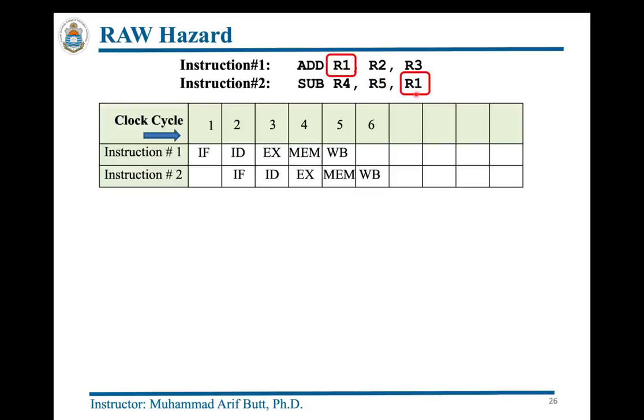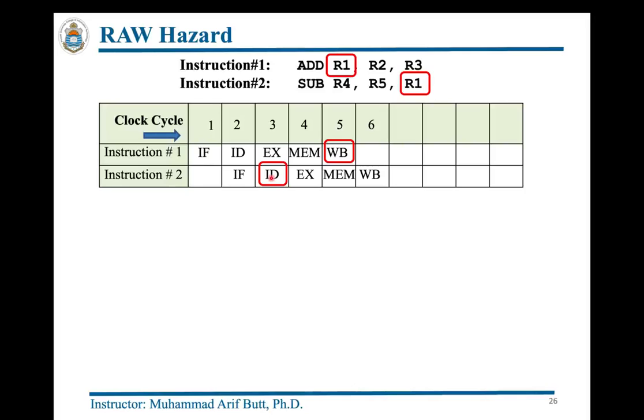Well, this is a 5-stage pipeline diagram for these two instructions. Note that instruction 1 is writing the result in register 1 at clock cycle 5. At clock cycle 5, instruction 1 is writing the destination register R1. You can also observe that instruction 2 is trying to fetch the operand from register R1 at clock cycle 3 in this ID stage of the pipeline.